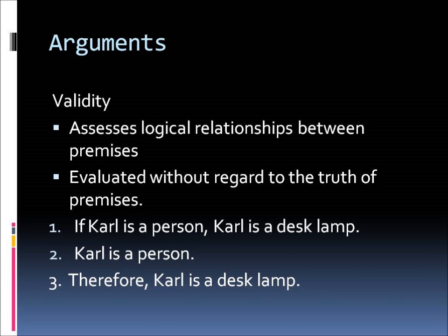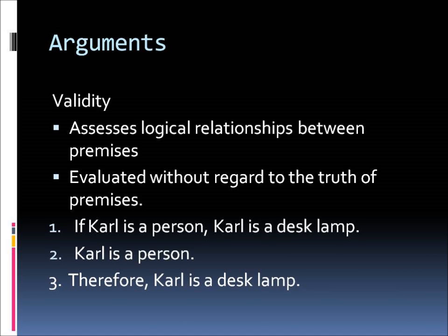The bottom of this slide is a good example, although this is not a good argument. So, suppose if Carl is a person, Carl is a desk lamp. So in virtue of his personhood, he is also a desk lamp. And it turns out Carl really is a person, so from that we should conclude that Carl is a desk lamp. This is what's called a valid argument. What that means is that if these premises were true, the conclusion would have to be true. So if it were true that if Carl is a person, then he is a desk lamp, and Carl is a person, the conclusion would have to be that he's also a desk lamp. Now that's ridiculous.